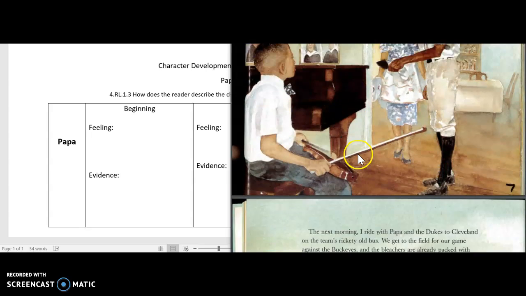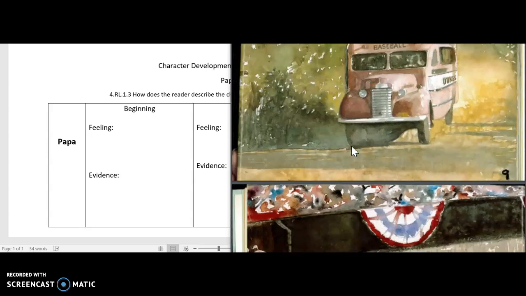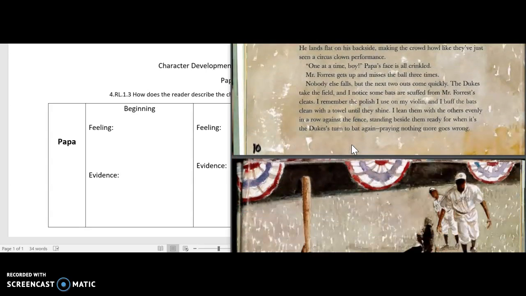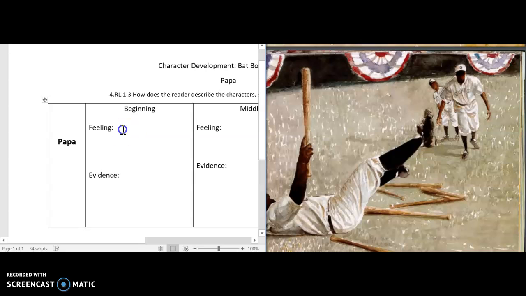So if we continue on, I would also consider the beginning of the text to be this part of the story, where Reginald goes on to be the bat boy, right? Papa wants him to be the bat boy for his team. And here I can see Reginald brings out all those bats, and then this player by the name of Mr. Forrest trips and falls. Whew! Reginald's kind of stinking up his job as bat boy, unfortunately. So now let's go back to Papa. We want to focus on his character and how he's feeling at this point in the story.